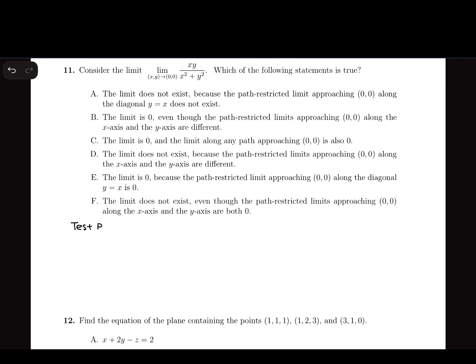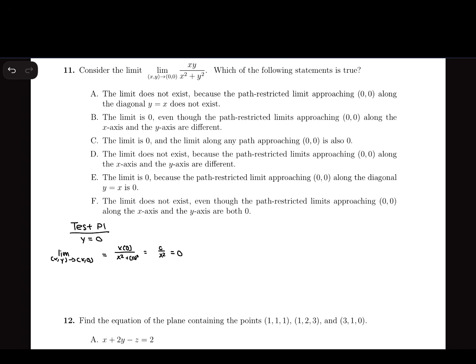Test path 1, which in this case will just be, let's just say y is equal to 0. So in this case, it'll be limit x and y as it approaches x comma 0, which simply gets us x times 0 over x squared plus 0 squared, which just gets you 0 over x squared, which is just 0.